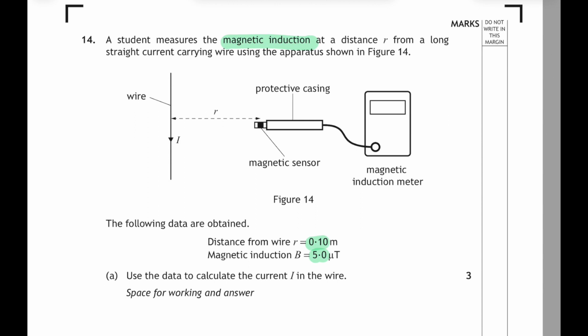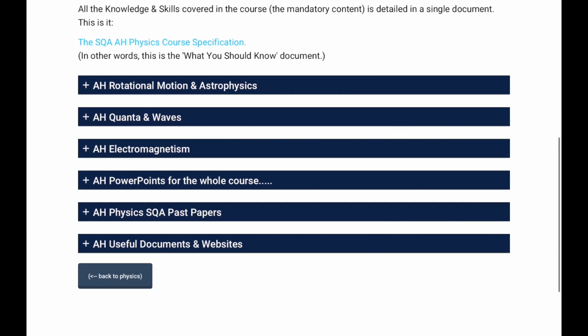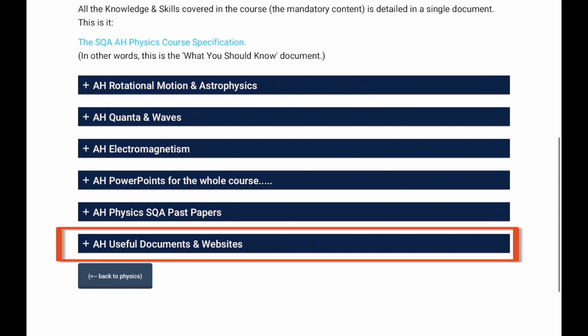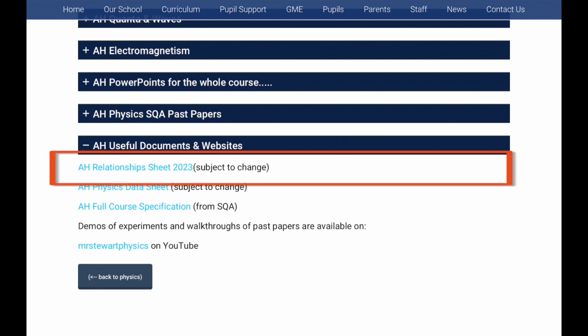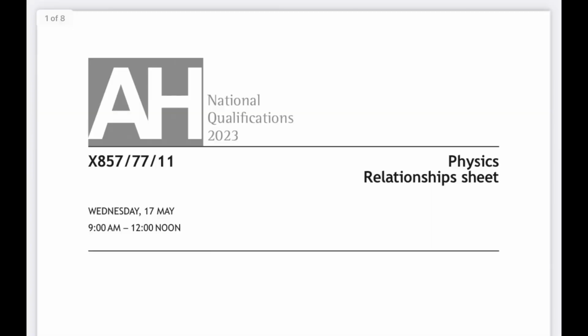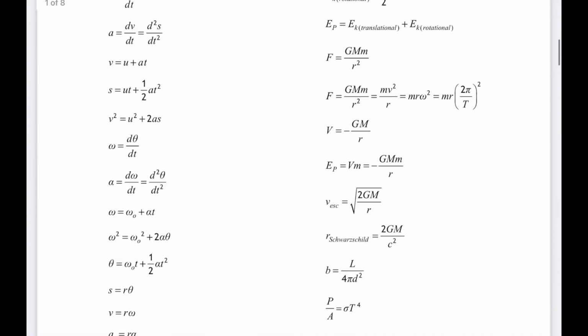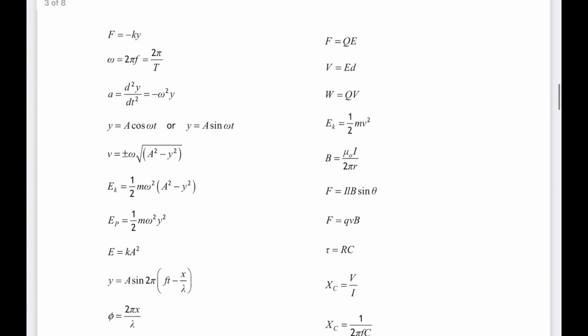And if you're looking for one, then you'll find one on the Calderglen High School website. If you go to the Advanced Higher page and click on the bottom link there, there's useful documents and websites, and the top one there is the 2023 version of the relationship sheet. And you'll also get a data sheet there, the full course specification from the SQA, and a link to this YouTube channel. Anyway, let's open up the relationship sheet, and on page 3 you'll see all the magnetic field equations.